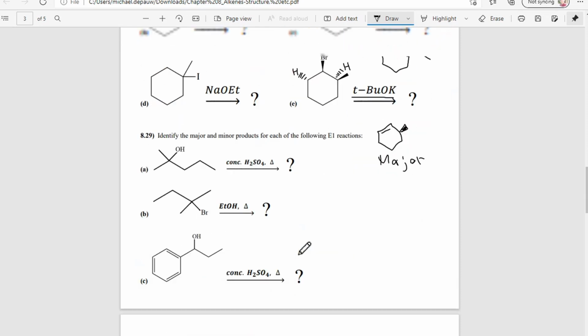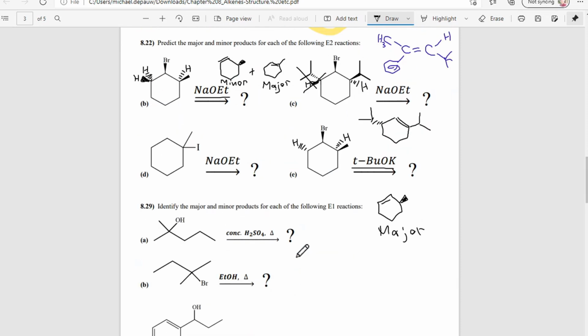Next, also keep in mind stereochemical considerations. This actually has a chiral center here. This is going to be either R or S, whereas the other product has no chiral center. It's simply going to be 1-methyl cyclohexene. Okay.